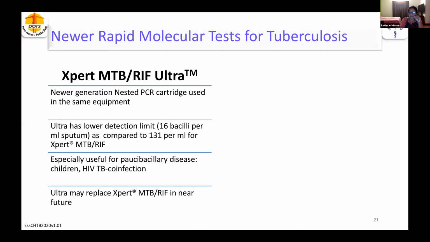These are the other tests. The importance, the change, is that when there is an Ultra, there is something more, no? So Ultra means you understand that Ultra has a low detection limit. Even 16 bacilli per ml of sputum can be identified by this Ultra test as compared to 131 per ml for Xpert NTEP. And so our challenge in pediatric tuberculosis is that it is a paucibacillary disease.